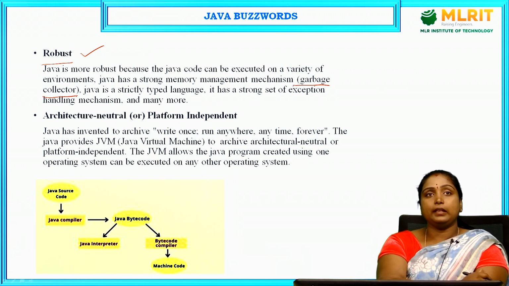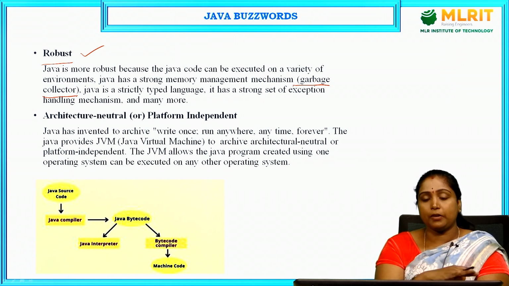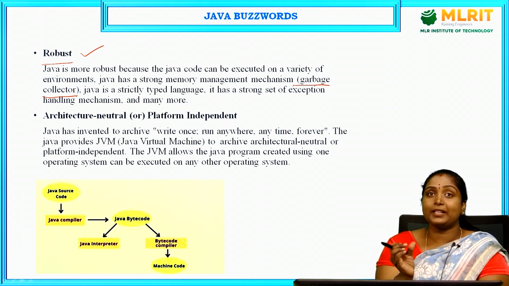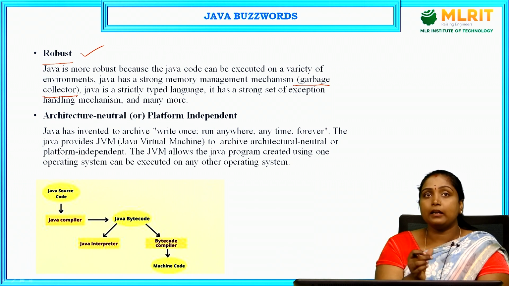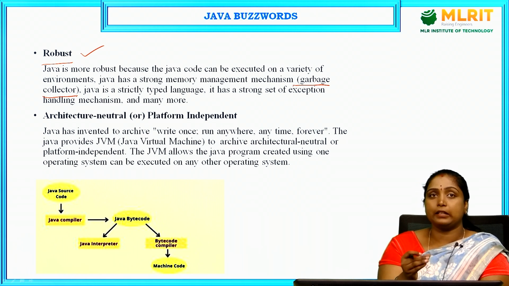In C, we allocate some memory for the variables, and after the execution of the program, the memory allocation stays the same. Whereas in Java, we have the concept called garbage collector. It is an automatic garbage collector, so whenever you execute the program, the memory allocated to some variables is deallocated automatically after the completion of the program.